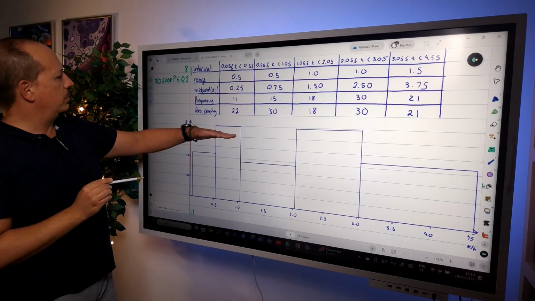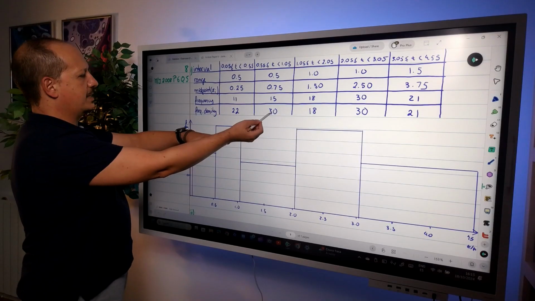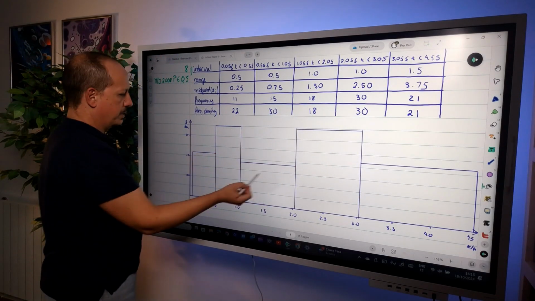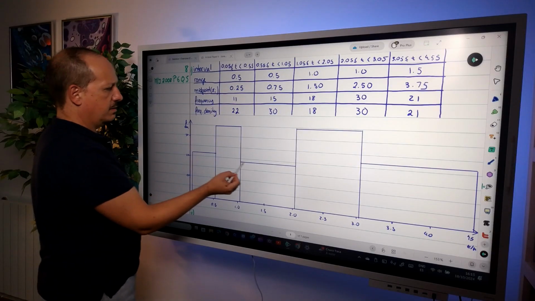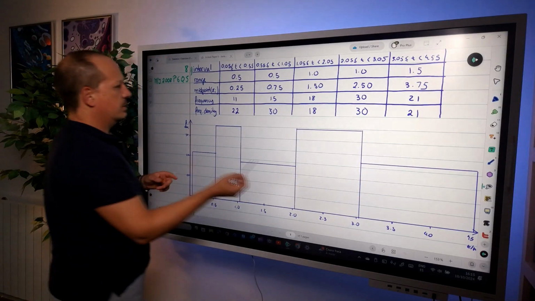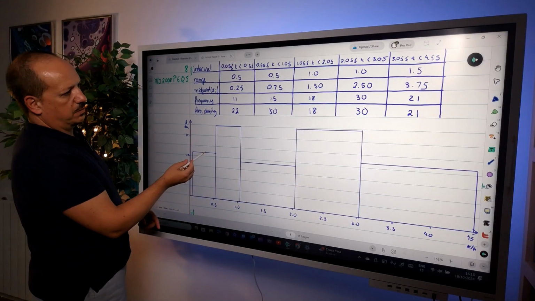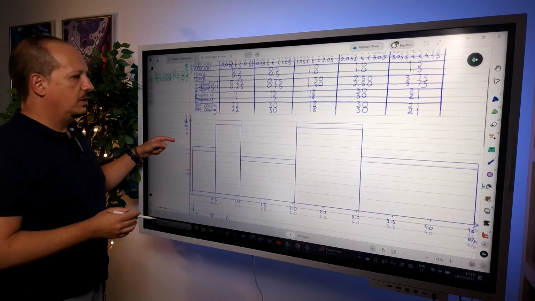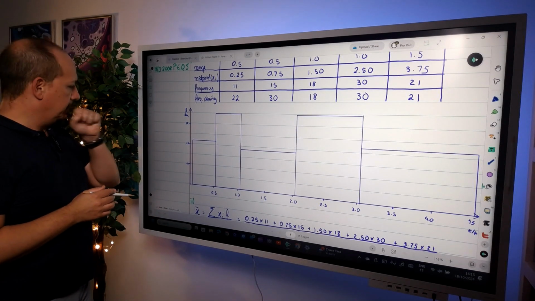Okay, so this line should go up until here, which is the maximum frequency, and this one up until here, which is also the maximum frequency. This is 18, looks about right. This is 21, this is 22, so this should be a little bit taller than that. Okay, this is not graph paper anyway, so you should have something like this.